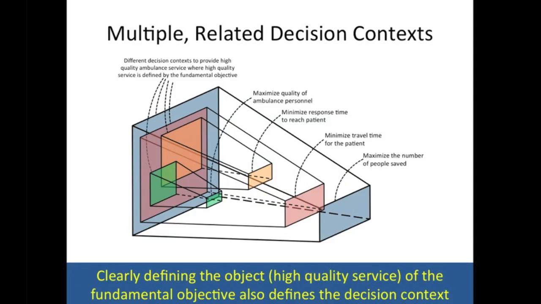Here's another example of multiple related decision contexts. In this case, we're looking at objectives and corresponding alternative ways to provide high-quality ambulance service. The ultimate fundamental objective is to maximize the number of lives saved, but there are other related objectives and decision contexts as well. Look at minimized response time.